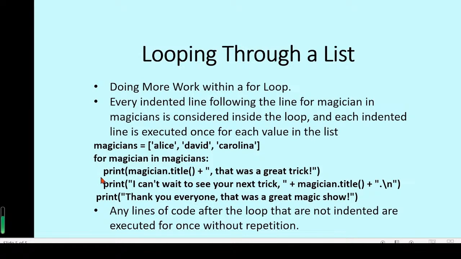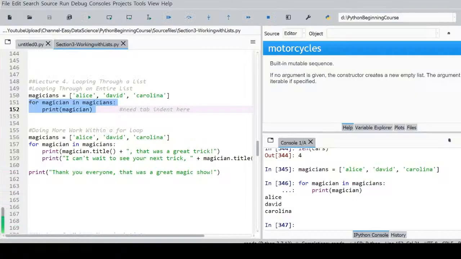So we can write print magician.title() plus ", that was a great trick." And print "I can't wait to see your next trick," plus magician.title(), then a new line. Then after this for loop finishes, we can print a single message. But this statement is not considered inside the loop. Any lines of code after the loop that are not indented are executed once without repetition.